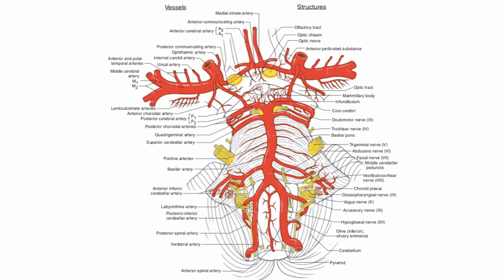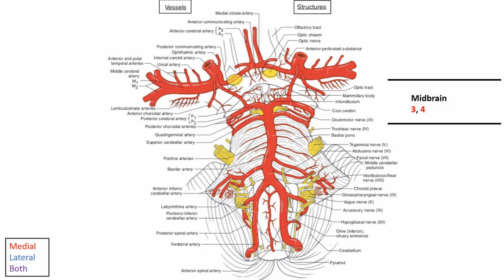So here's a confusing slide. It's going to show the blood supply to the brainstem, and I'm going to try to make it simple. On the left we have the names of blood vessels, and on the right we have different structures in the brainstem. I'm going to label blood vessels that primarily serve the medial parts of the brainstem with red, lateral with blue, or both with purple.